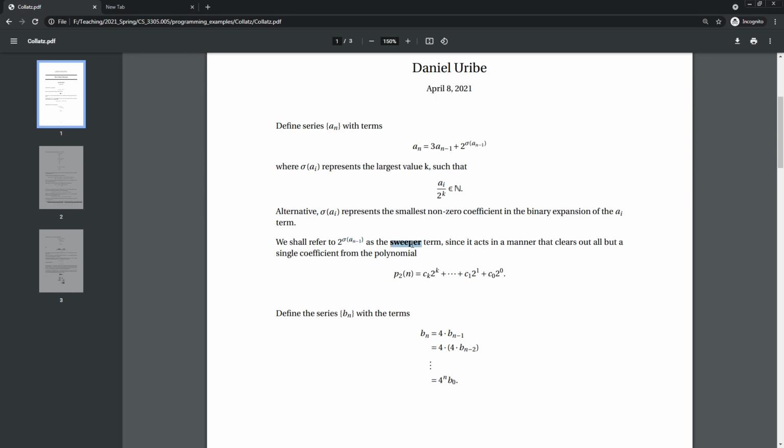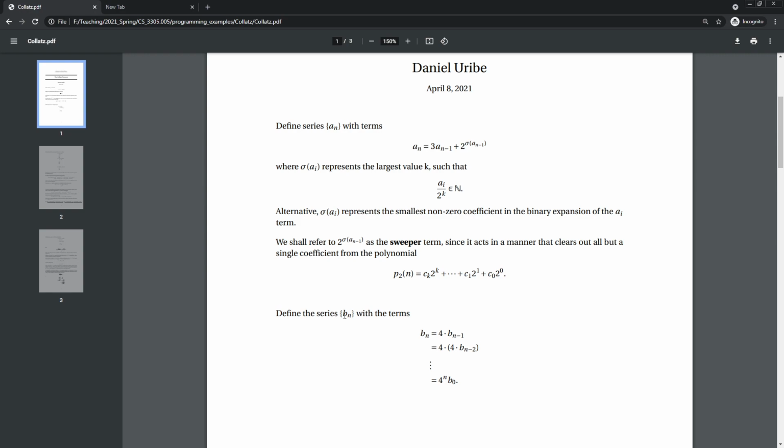And so we're going to call it the sweeper term because, as you'll see, it comes along and just scoots those bits along. It gets them moving, and it increases the trailing bits so that they all roll forward, and then you get this convergence towards a power of 2. And so we call it the sweeper because it acts like that. And this is the polynomial view of it that we were discussing before.